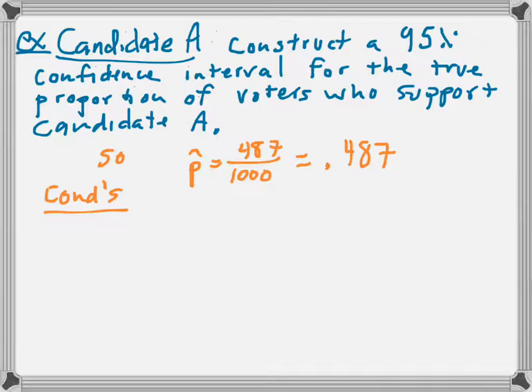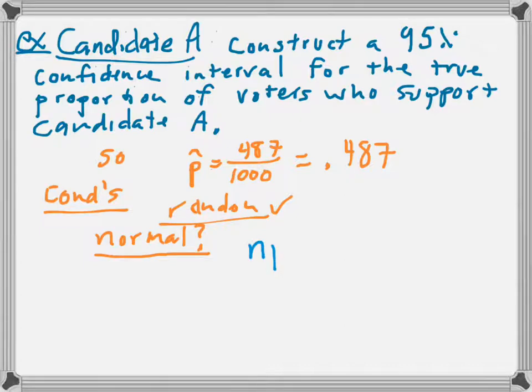How about the conditions? Are our conditions satisfied? Well, was it random? Yes, the problem said it was a simple random sample, so that's good. We needed that. This is what I'm calling the normal condition. Why am I calling it the normal condition? Because I'm making sure my sample size is large enough so that I can use a normal approximation to the binomial curve like we did in section 5.5.